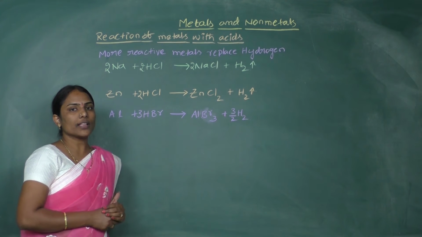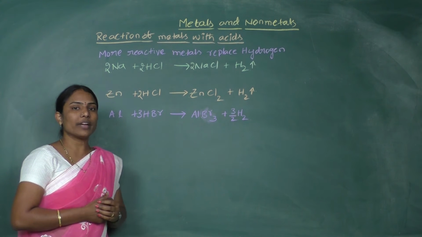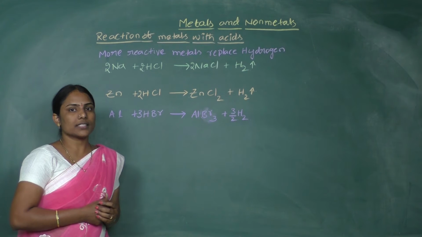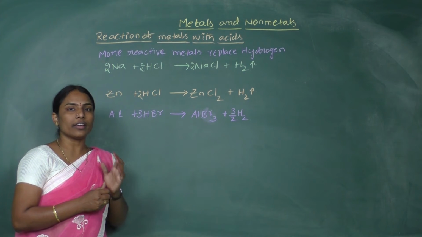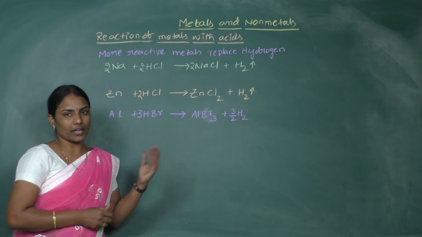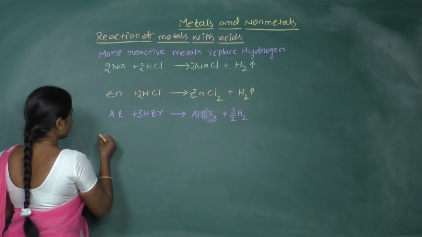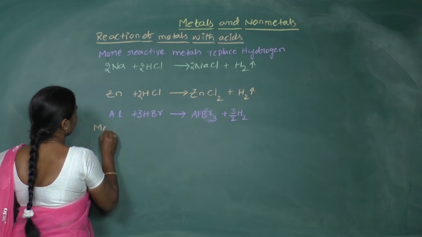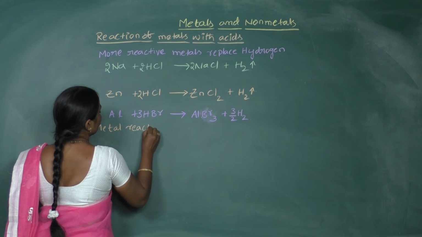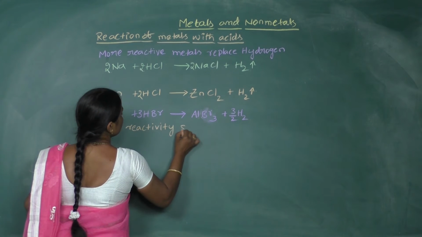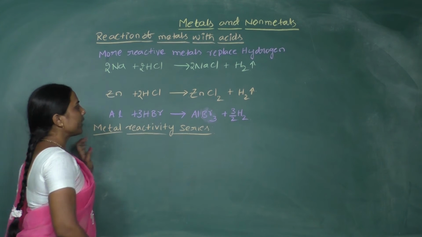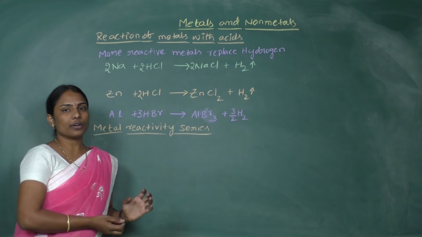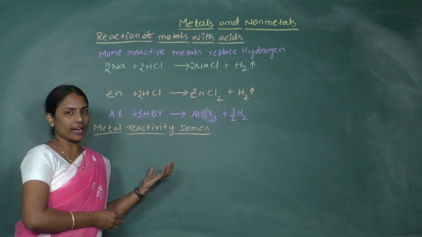To understand all this, you need to understand the metal reactivity series. In the sense, it is the order of arrangement of all the elements in their decreasing order of reactivity. So I'm going to write here about the metal reactivity series. It is just the decreasing order of the elements in their reactivity.